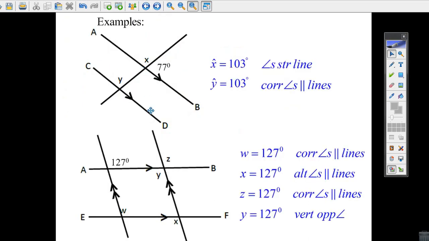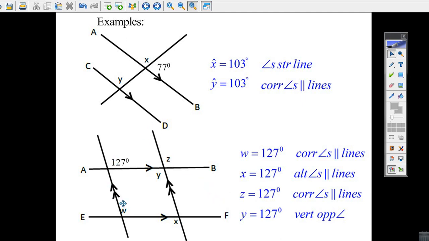Okay, let's look at an example of some questions here. We've got that this angle here is 77 degrees. Well, this forms a straight line with x. This AB there is 180 degrees. You go 180 minus 77, you get what x is, 103. Now, x and y are in the same place. They're corresponding angles. And I should have said AB is parallel to CD. Parallel lines make this thing corresponding. If you can, you should name the parallel lines.